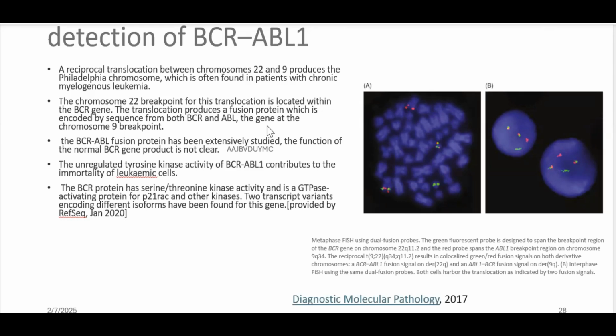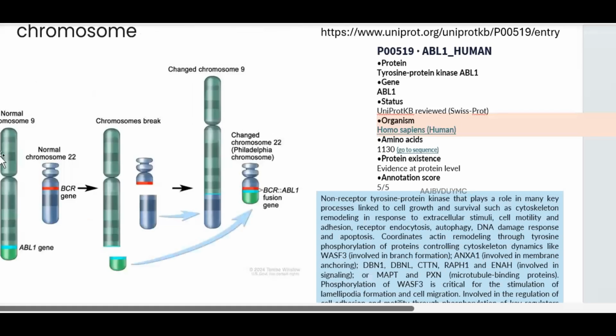Now, the chromosome breakpoint on chromosome number 22, for this translocation, it is located within the BCR gene. So, chromosome 22, which gene is in it? BCR. So the translocation produces a fusion protein. Naturally, when a gene is cut, right? I will go to the next slide so it will be a little more visible to you what I'm talking about. So this is chromosome number 9, this is chromosome number 22. Here you have the BCR gene, and on chromosome number 9 you have the ABL gene.